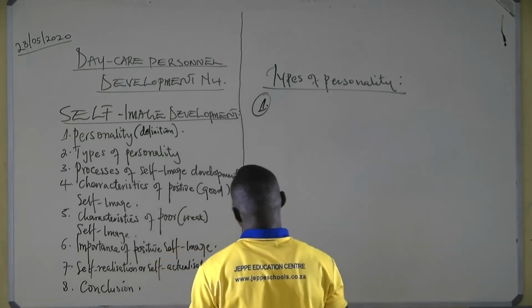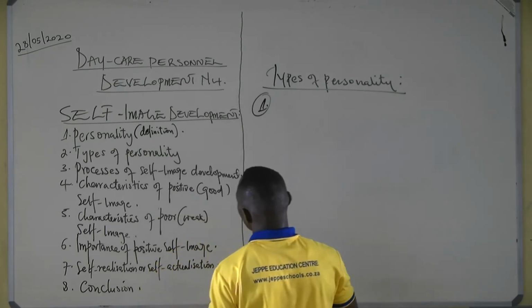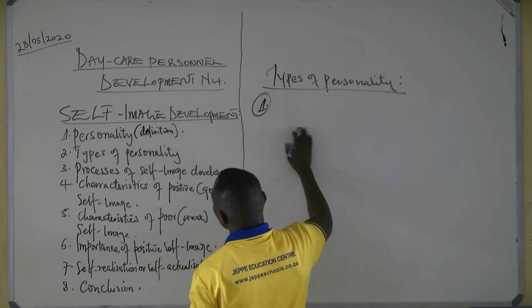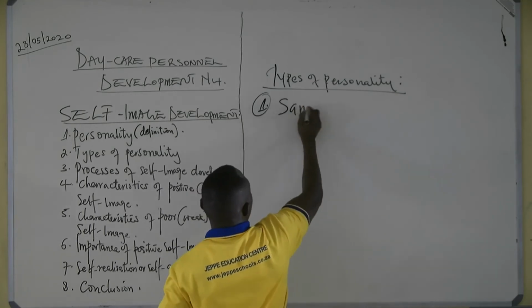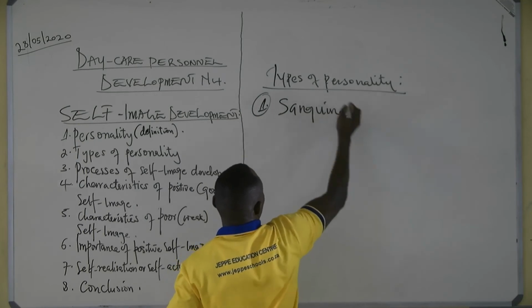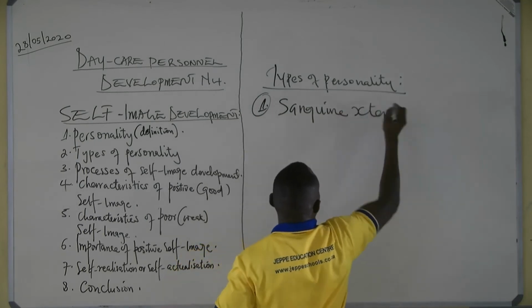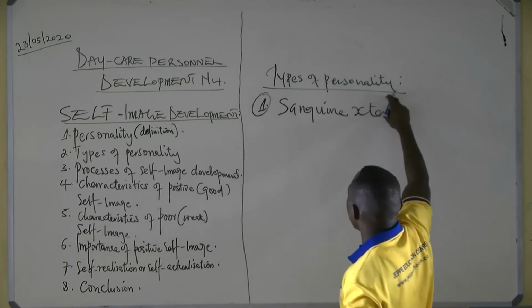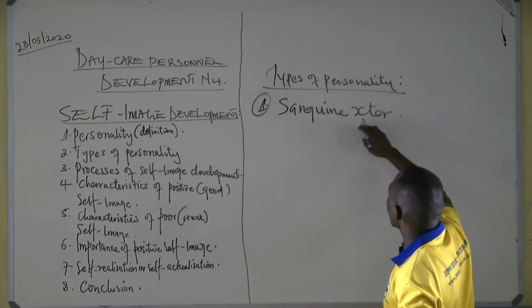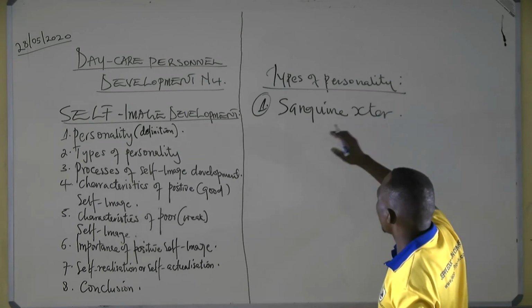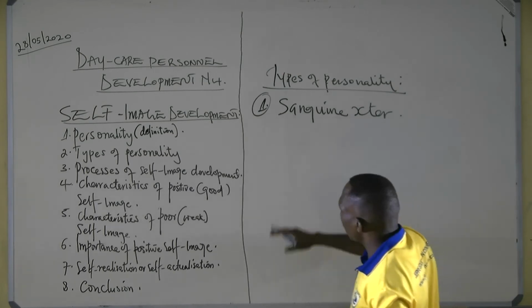So one of these four types includes one that we call sanguine. There is one that we call sanguine character. Now, these are types of personality, but now I'm going to put focus on what we call character.